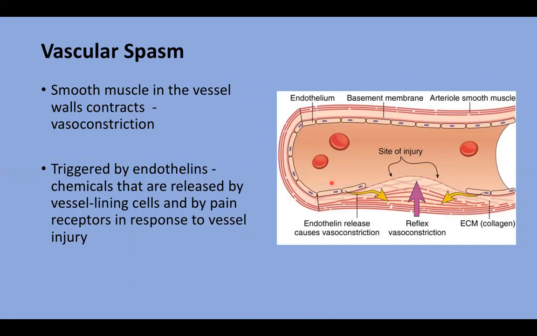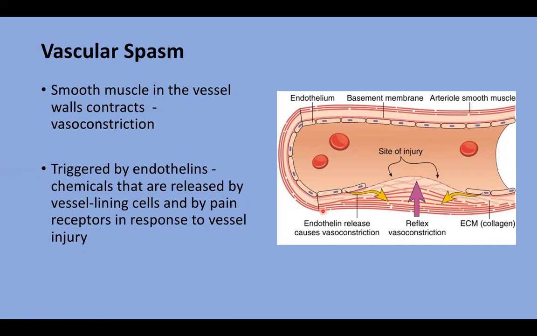And we'll actually talk about the endothelium again when we talk about the heart and the blood vessels. So we have this inner smooth lining called the endothelium. And then we have some basement membrane. And then on the exterior, we have smooth muscle. And this smooth muscle is what's going to be involved in the vascular spasm. So the smooth muscle in the vessel wall, when there is injury to the vessel, is going to constrict. It's going to tighten the vessel.